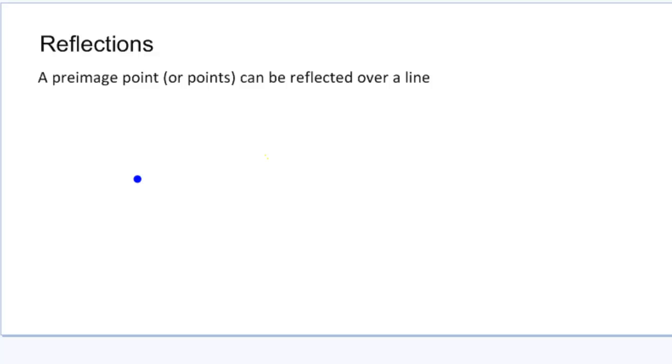So if we take, for instance, that blue point and reflect it over some line, the resulting reflected image would be, and I'm going to kind of ballpark it, somewhere around there where that red point is. Again, we would call the pre-image, the blue point, P in this case, and the resulting reflected image would be P prime.